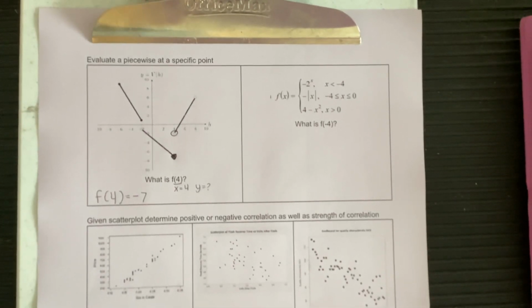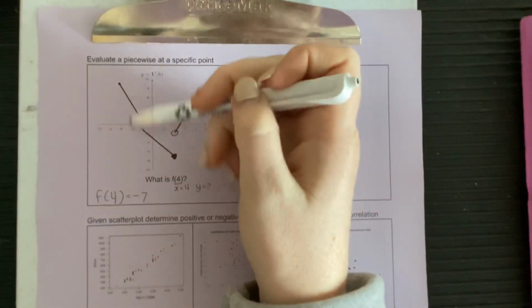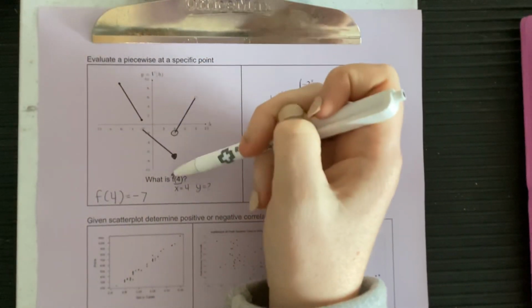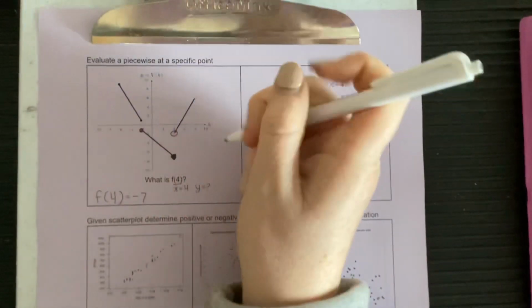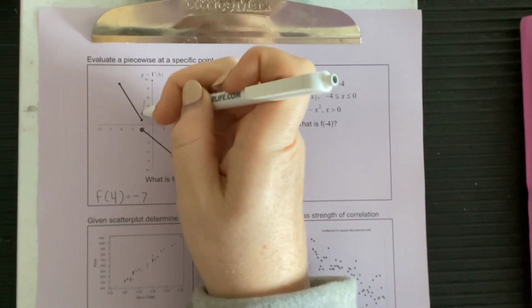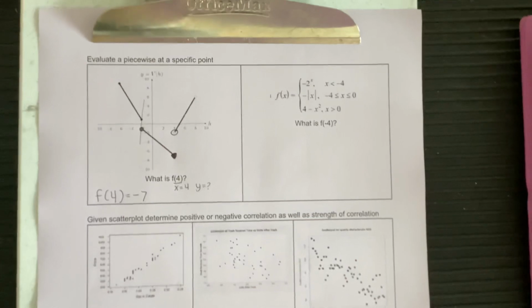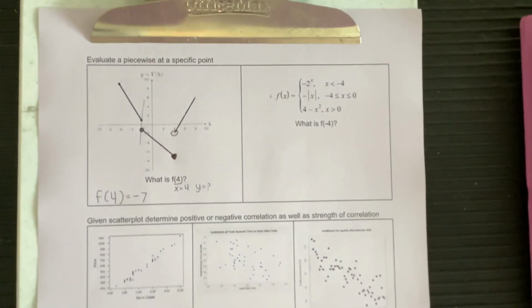If it asks you, is this a function? Yes, this is a function because it doesn't have x repeating at any points. Now, like let's say that these were both closed circles like that. This would be not a function anymore because it wouldn't pass the vertical line test. It would hit 2 separate points at 2 different places.